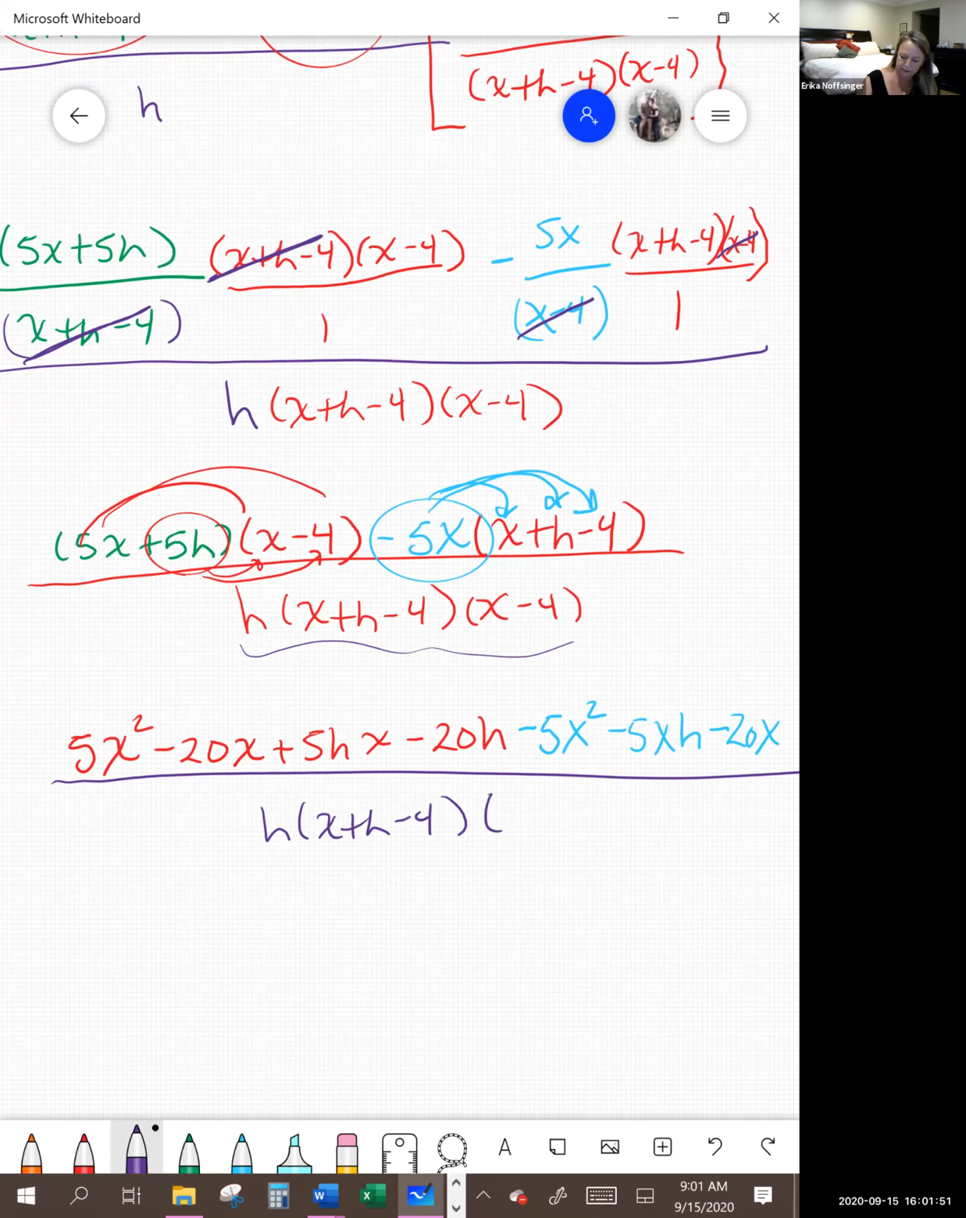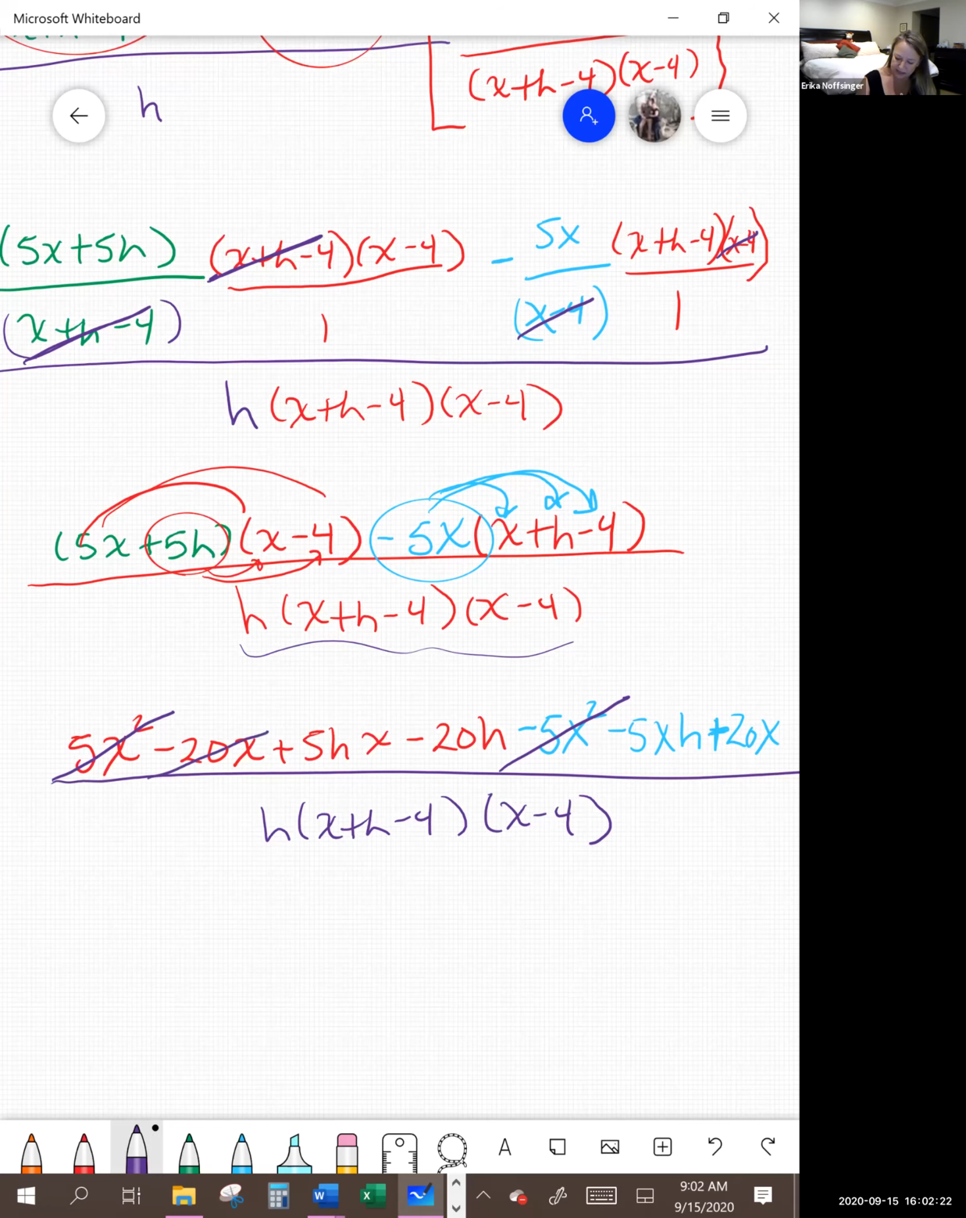Once again, when we start combining things in the numerator, things start falling away. So the positive 5x squared and the minus 5x squared cancel. I see an error that I just made. This negative 5x times this negative 4 is a positive 20x. And so notice this negative 20x here and this positive 20x cancel.